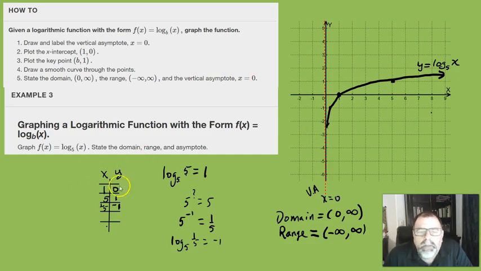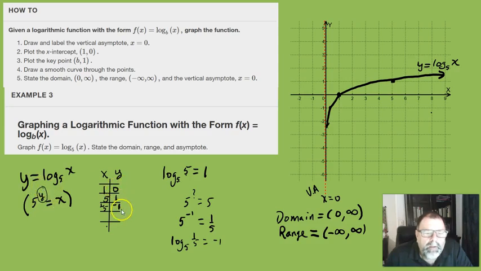Here they're just telling you to do 2. I like you to do 3 points. And again, the way I do it is I think, okay, I want to do y equals log base 5 of x. I think of it in its exponential form, 5 to the y equals x. So I'm going to pick 0, 1, and -1 for the y.